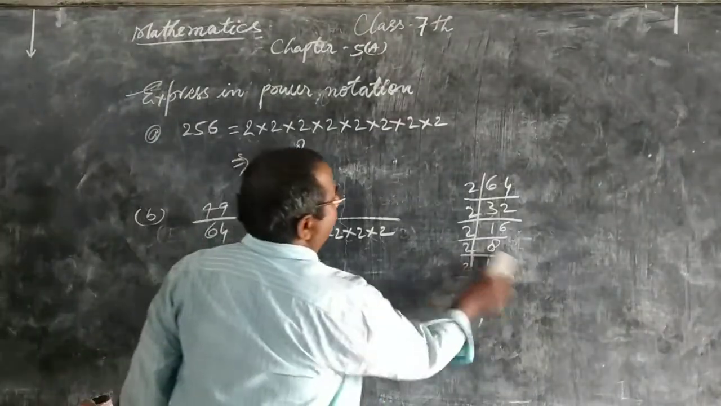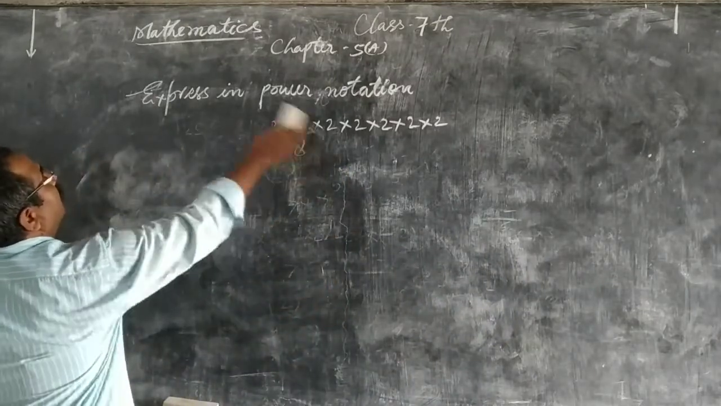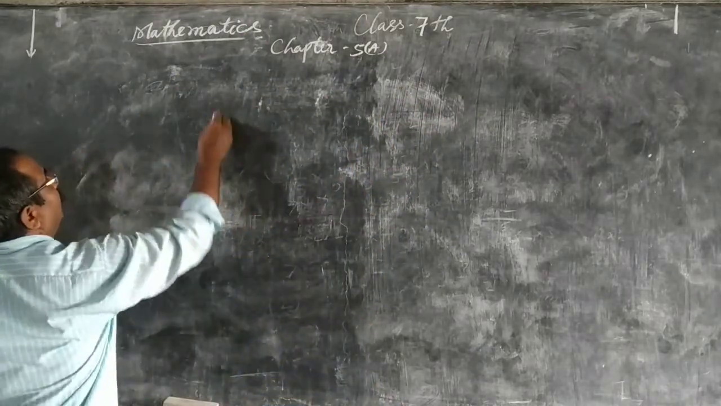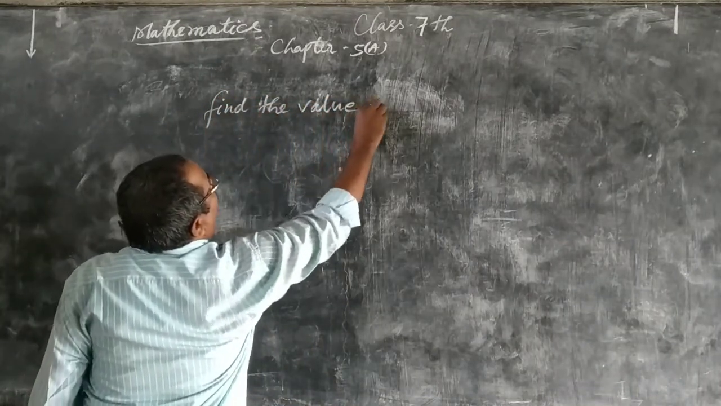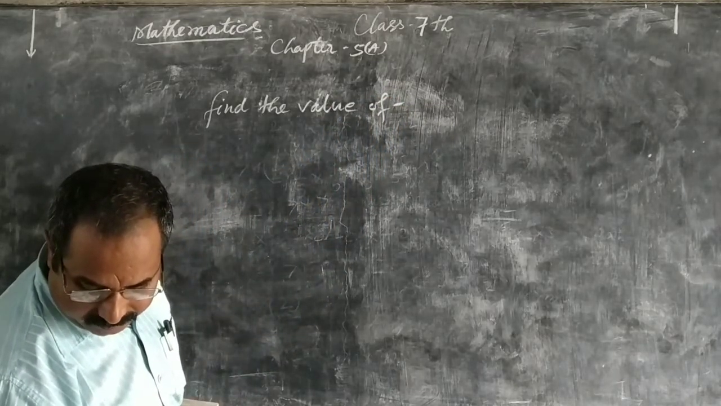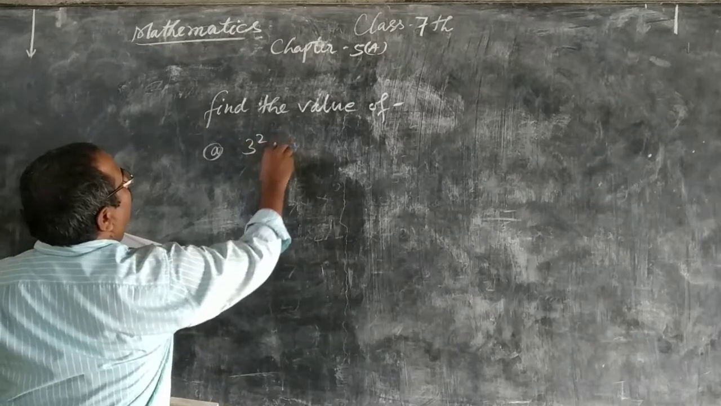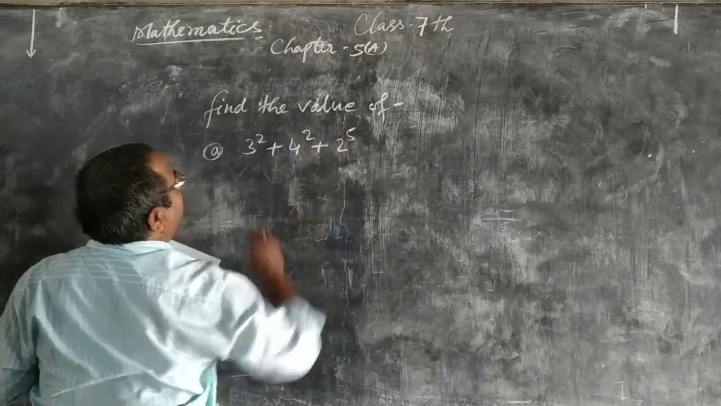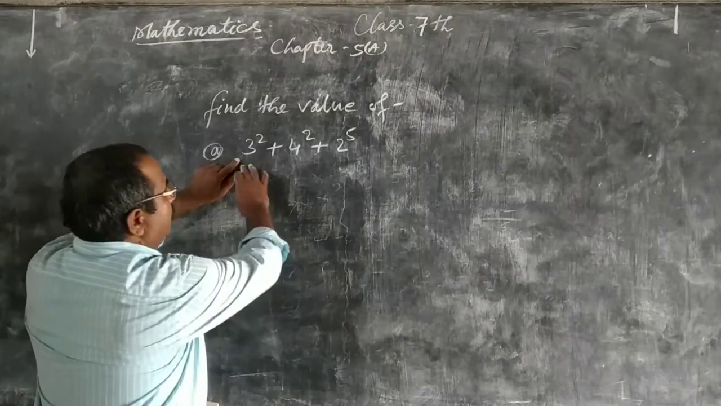Now I want to tell one more question to you. How will you solve the next question? Suppose the question is saying find the value of. इसका मान निकालना है. Suppose any question has given 3 to the power 2 plus 4 to the power 2 plus 2 to the power 5. In this question, you have to find the value.